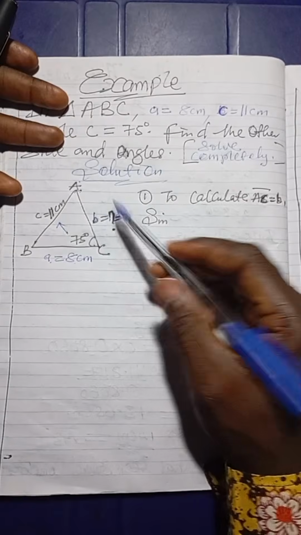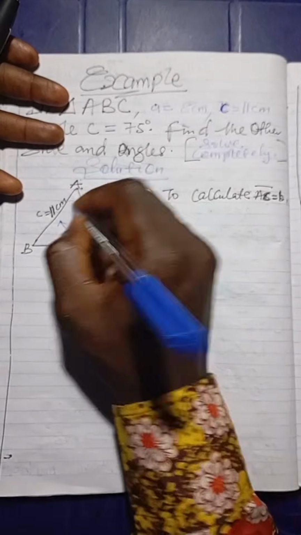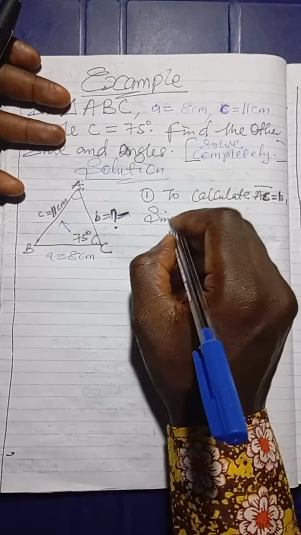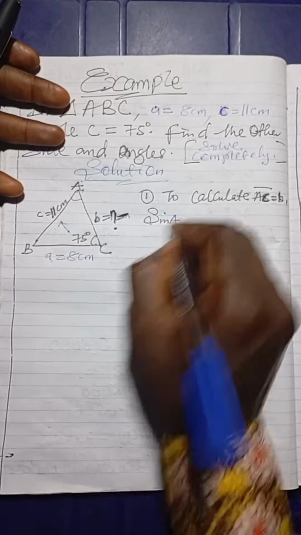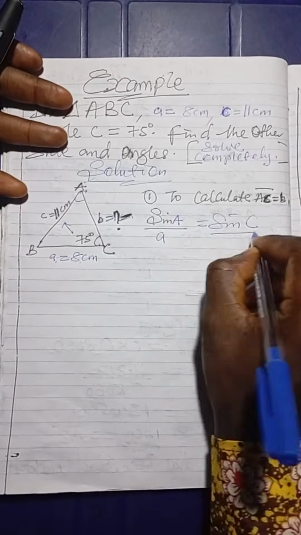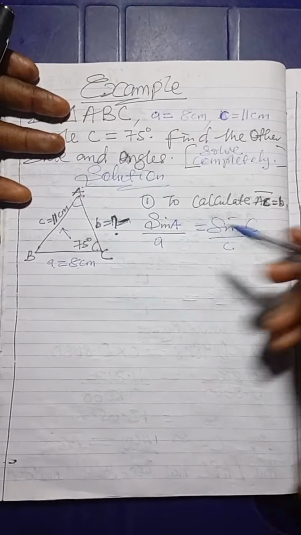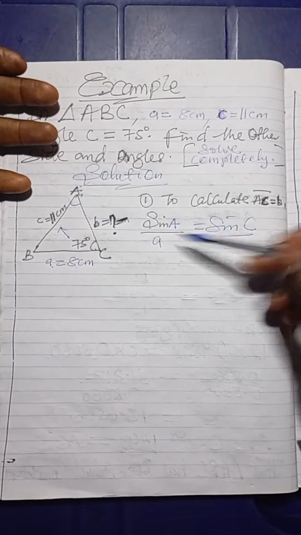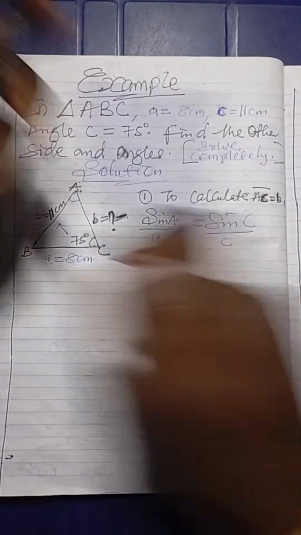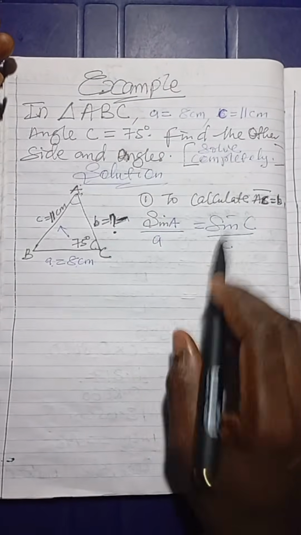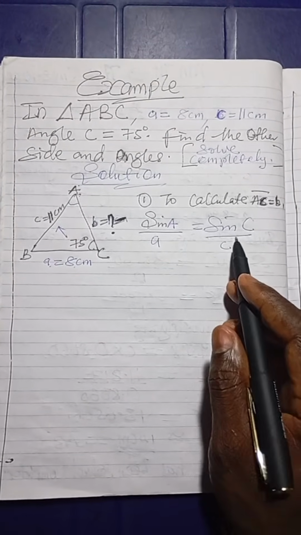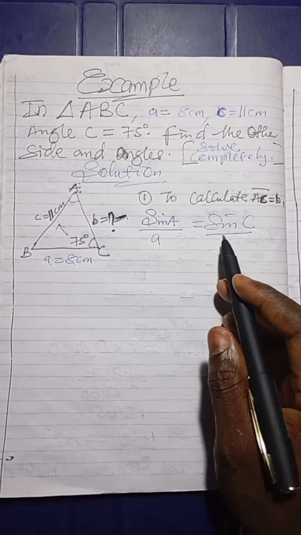To equate to A, you have to first of all find A. So sine A over A is equal to sine C over C. As I told you, you can calculate any side. Are you getting it? The major thing is that we have considered the side that is complete, which is C. So use it to equate any other side.